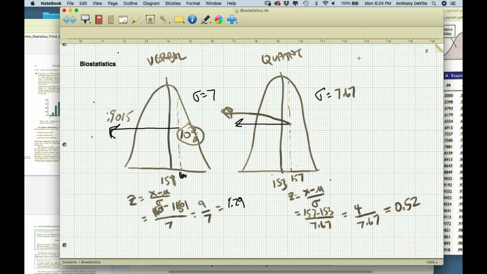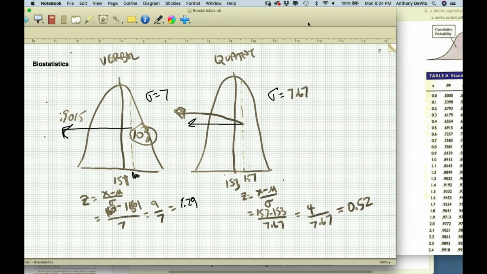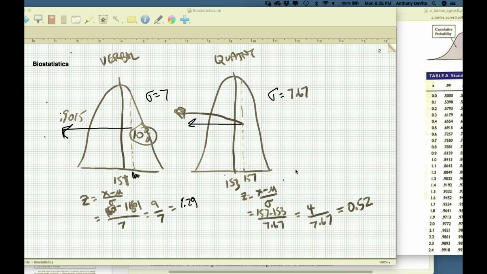Remember her Z-score is 0.52. So you look up and figure out what percentile she was in. I'm going to give you a minute to do that. I'll pause recording and resume again.